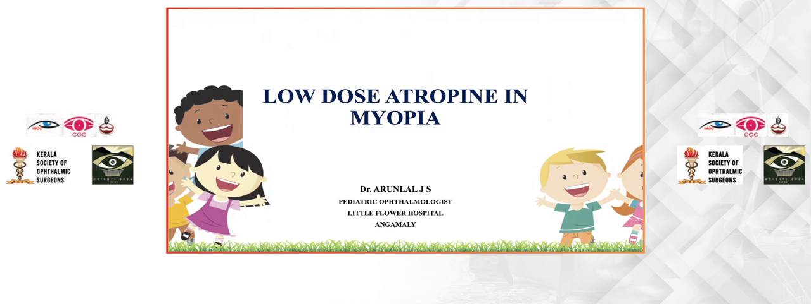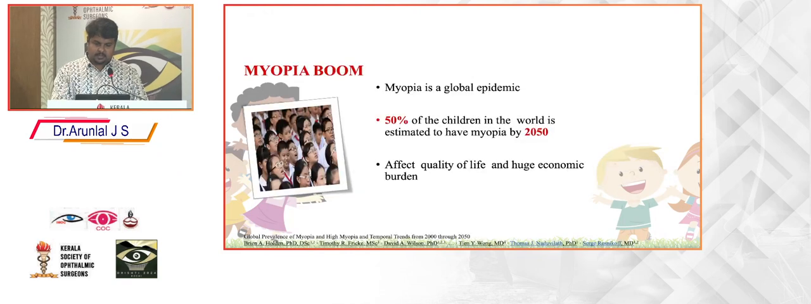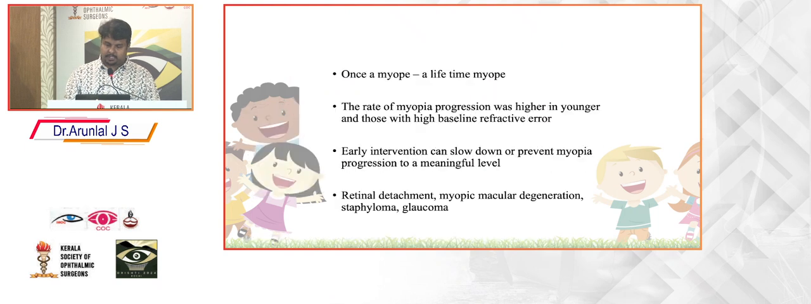Good morning all. Thank you, madam, for this opportunity. I'll be talking on low dose atropine in myopia. As we know, myopia is a global epidemic. 50% of the children in the world is estimated to have myopia by 2050. So early intervention can slow down or prevent myopia progression to a meaningful level.